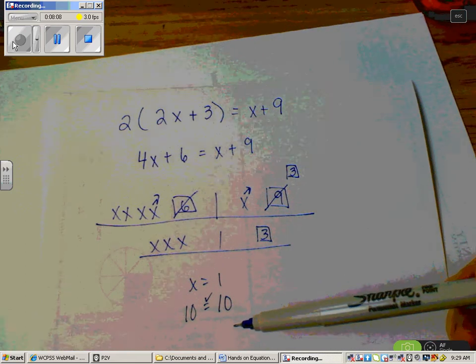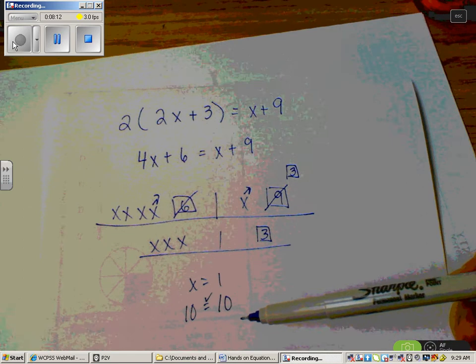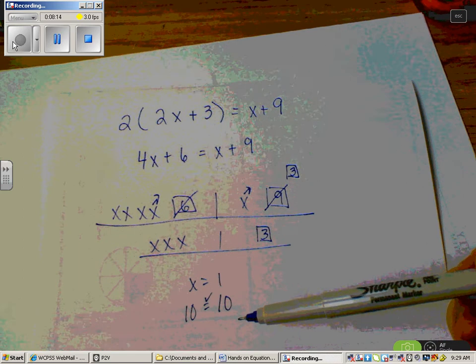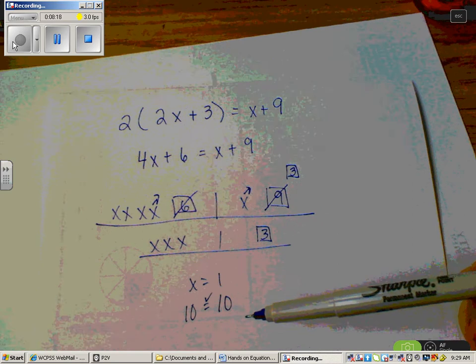So if you feel comfortable, go ahead and complete the Lesson 7 worksheet and check that and make sure you're right. And then you may go on and complete the post-test and turn everything in.